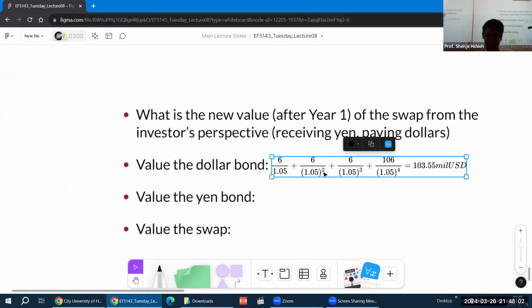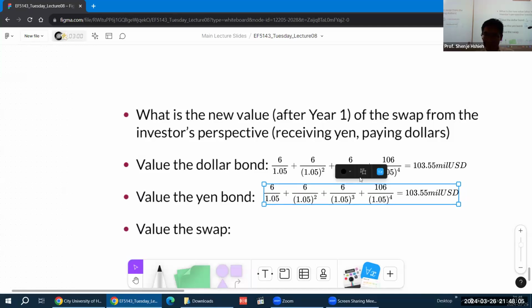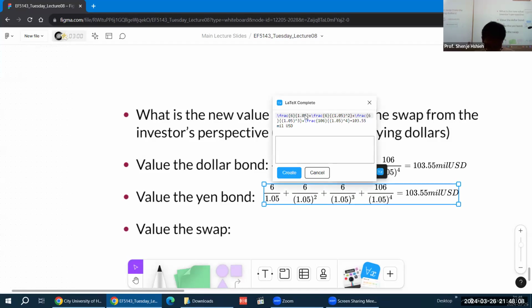For the yen, do the same. So let me do that quickly. Let's modify this. It is not 6, it's 200. Make it 200, 200. And final is 10, 10, 200. And it's a discount rate of 1%. And the value is 10,390 million JPY. Great.